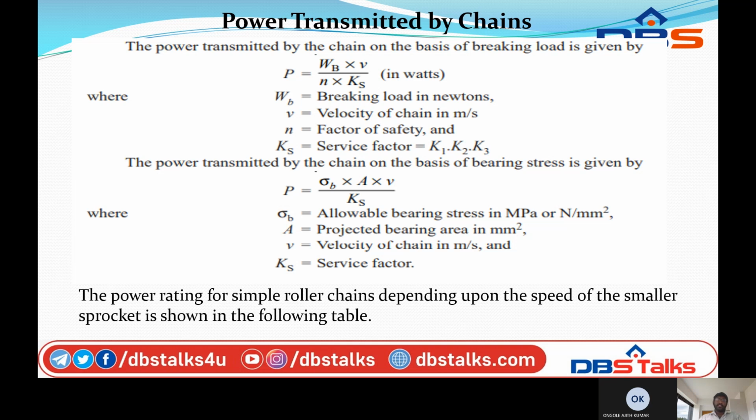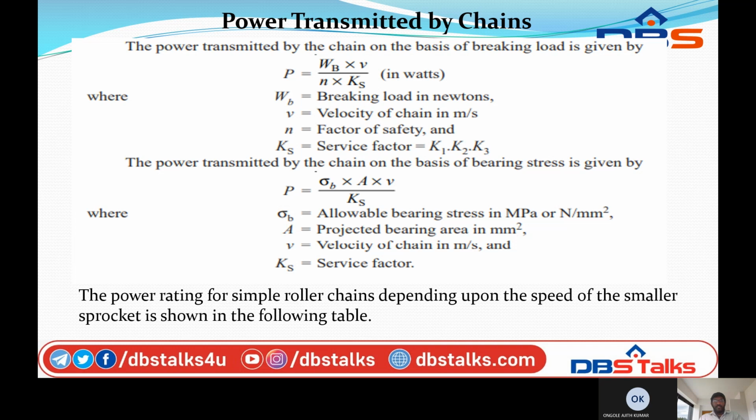The power transmitted by the chain on the basis of bearing stresses is given by P is equal to sigma B into A into V by Ks, where sigma B is equal to allowable bearing stresses in megapascals or Newton per mm square, A is equal to projected bearing area in mm square, V is equal to velocity of the chain in meter per second, and finally Ks is service factor.